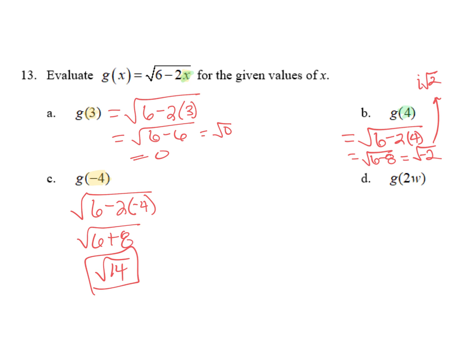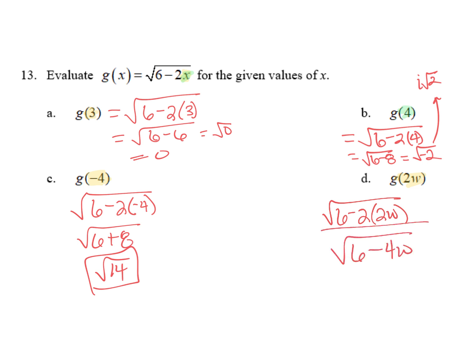And then lastly, G of 2w means I'm going to do the square root of 6 minus 2 times 2w. So that's going to give me the square root of 6 minus 4w, and I can't simplify that any further, so that's my answer.